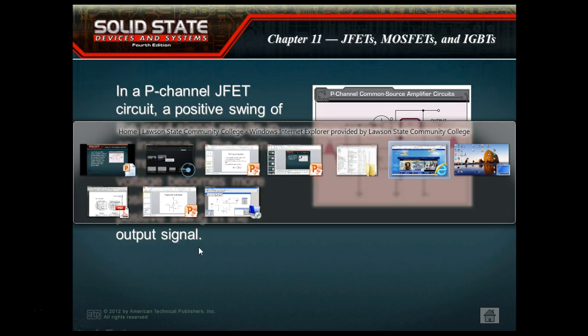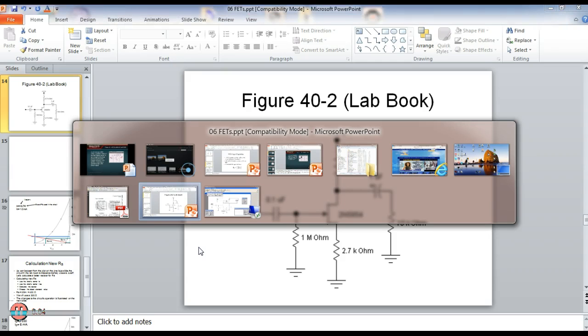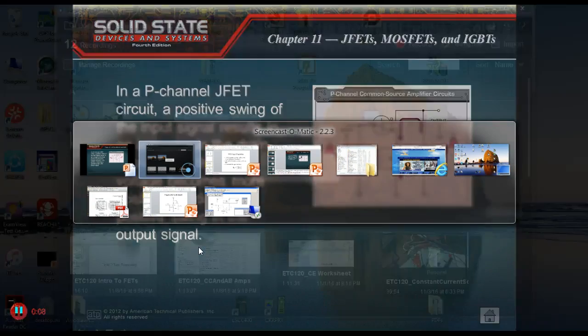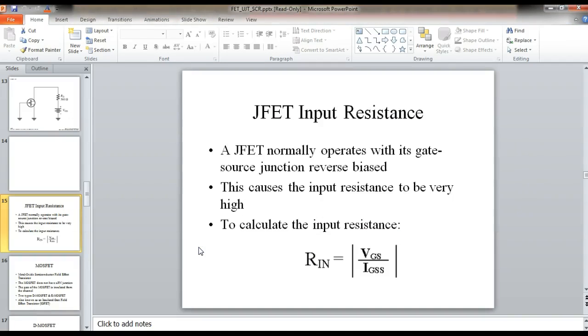Okay, we're going to continue our lecture on field effect transistors. I believe the last thing we were talking about was that a FET is normally used with the gate to source junction reverse biased. Remember, all FETs use a voltage to control a drain current, also a source current. We're currently looking at the junction field effect transistor, or the JFET.